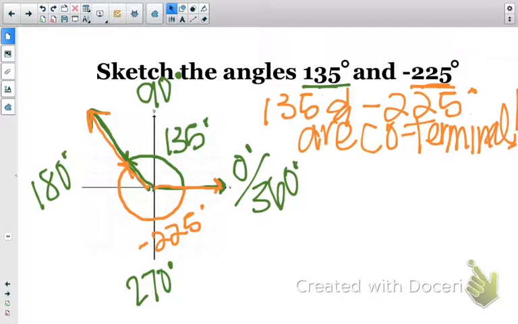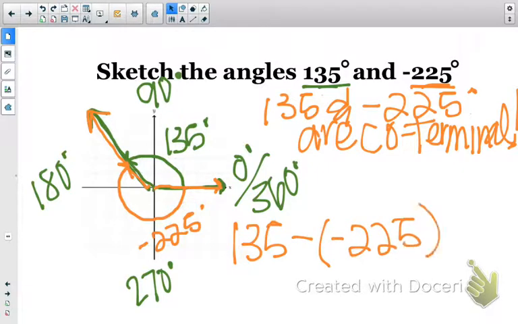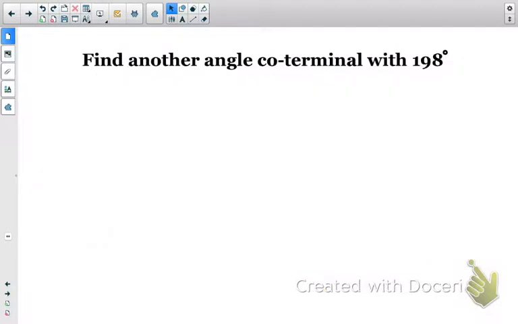Okay. And then you can subtract these, and if the difference is a multiple of 360, that's another way to tell if they're coterminal. So if we look at 135 minus negative 225, when you subtract a negative, that turns into a positive. So 135 plus 225 is 360, which is a multiple of 360, which is another way to tell if angles are coterminal.